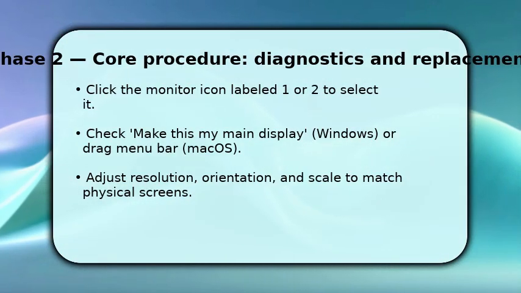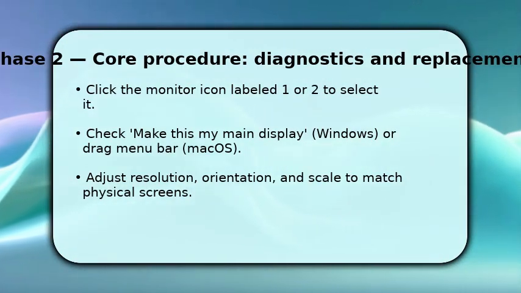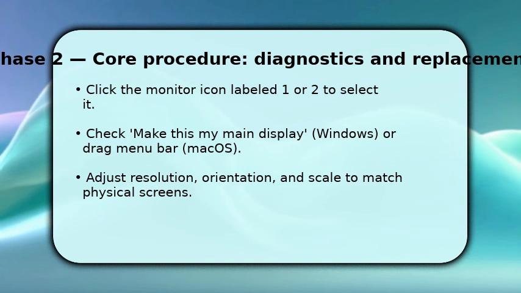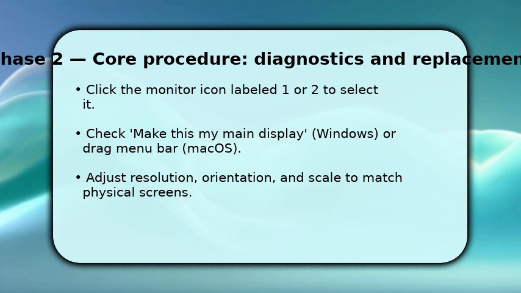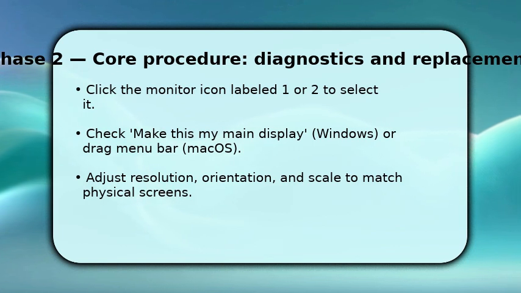Now you'll select the monitor you want as primary and assign it. Click the numbered icon that corresponds to the display you prefer. Then, on Windows, check Make this my main display. On Mac OS, drag the white menu bar to the desired screen in Arrangement.